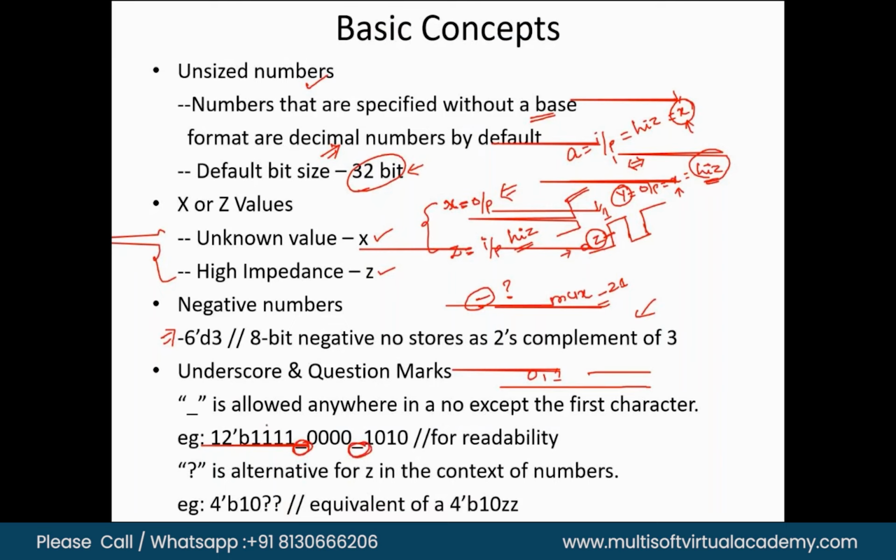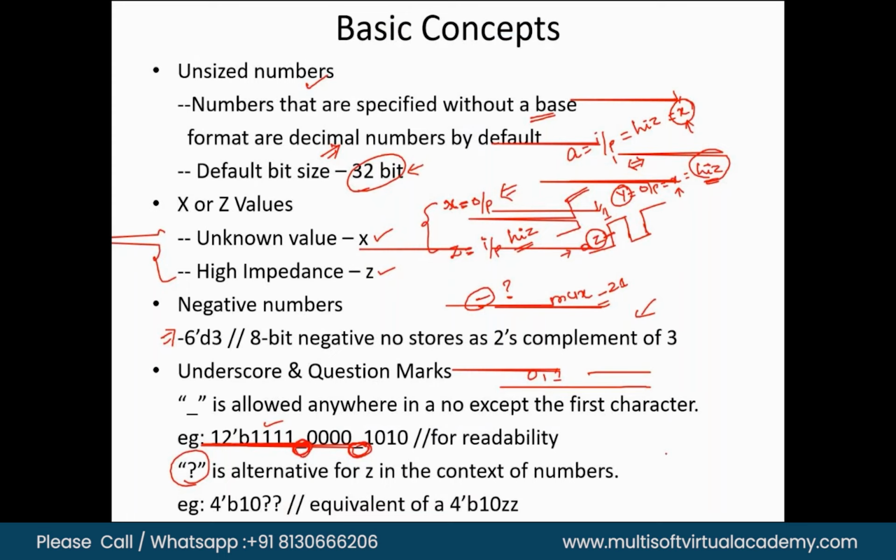At this size, we can define whether it is after every 4 bits, or after 3 bits, or after 5 bits. Based on our readability, we can use this underscore for reading purposes. And the question mark is an alternative for Z.